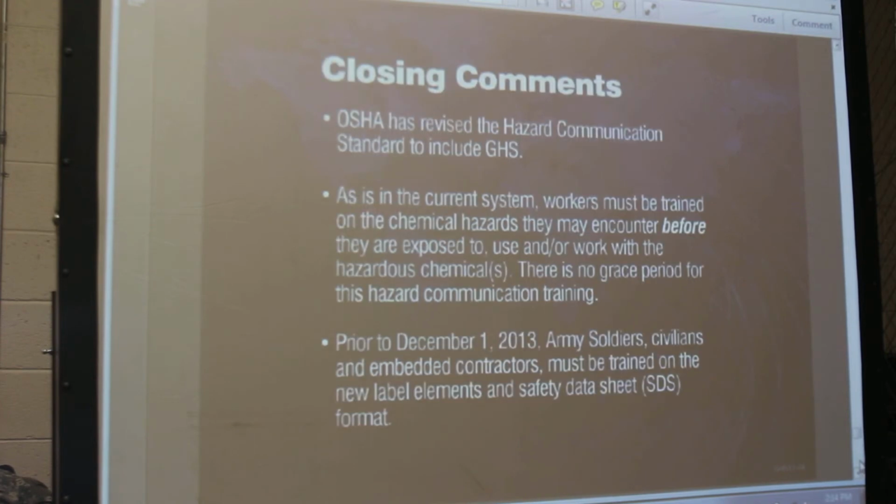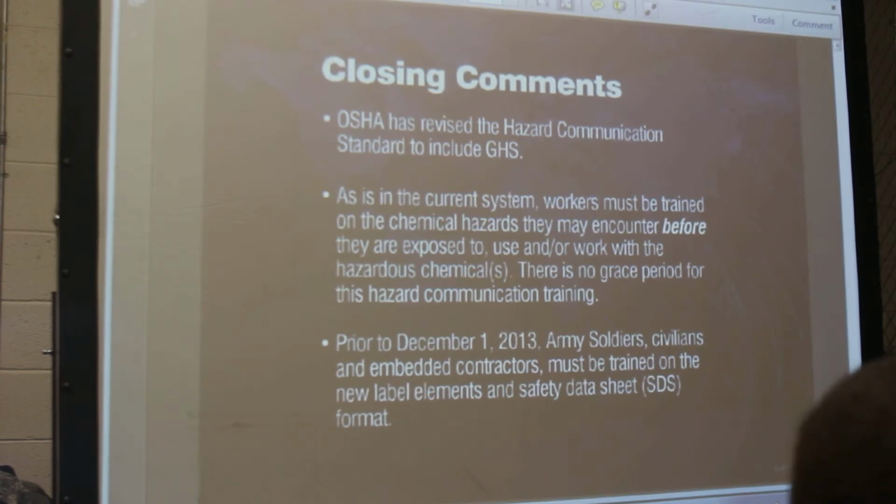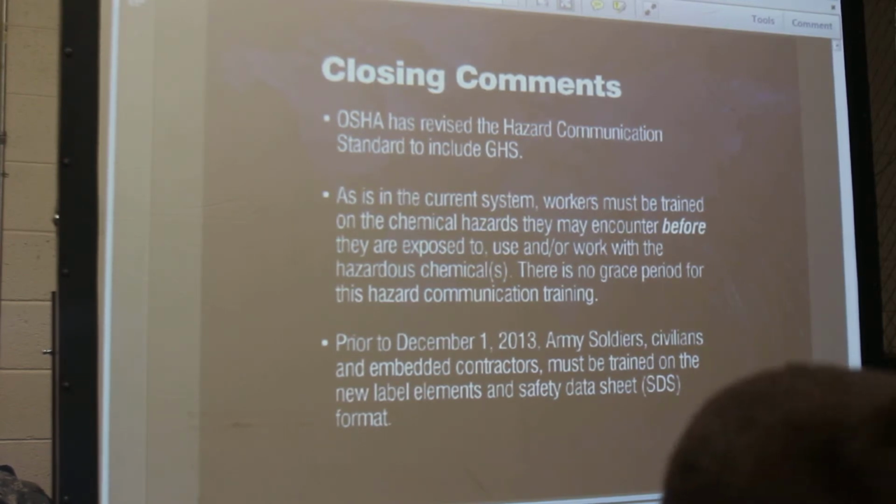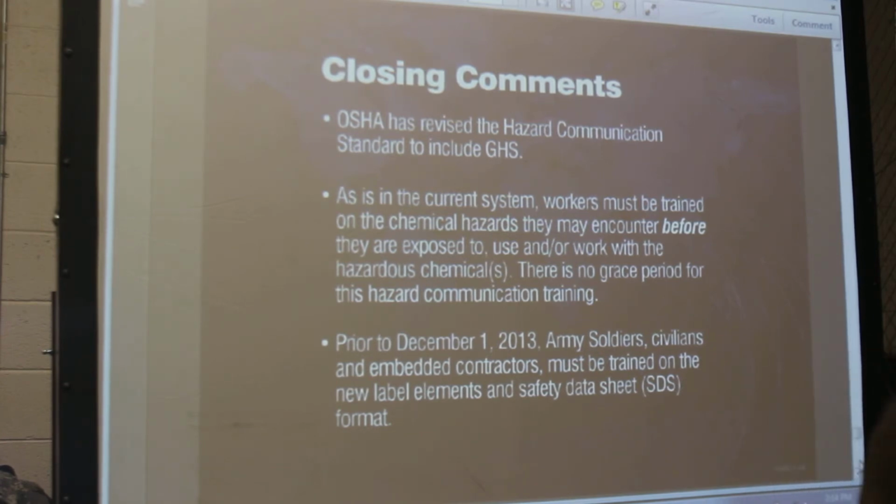and labeling. Next slide. All right, closing comments. OSHA has revised the hazard communication standard to include GHS. As in the current system, workers must be trained on the chemical hazards they may encounter before they are exposed to or work with the hazardous chemicals. There is no grace period for this hazard communication training.